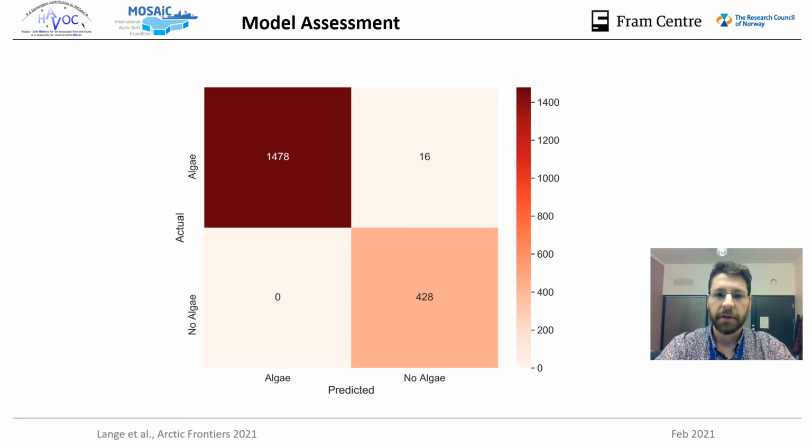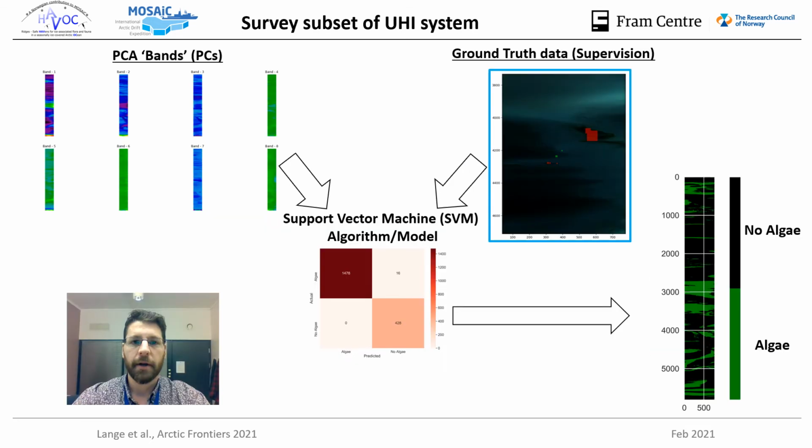And what you can see from this is that from these nearly 2,000 pixels, only on 16 occasions has the pixel been assigned as no algae when it was actually algae. So this is quite a good result for the assessment. It's over 99%. So that's a good indication. And now I combine this PCA with the ground truth data set, I do the assessment, and then we apply this predictive model to the data set. And we come up with this classification where it's no algae or it's algae.